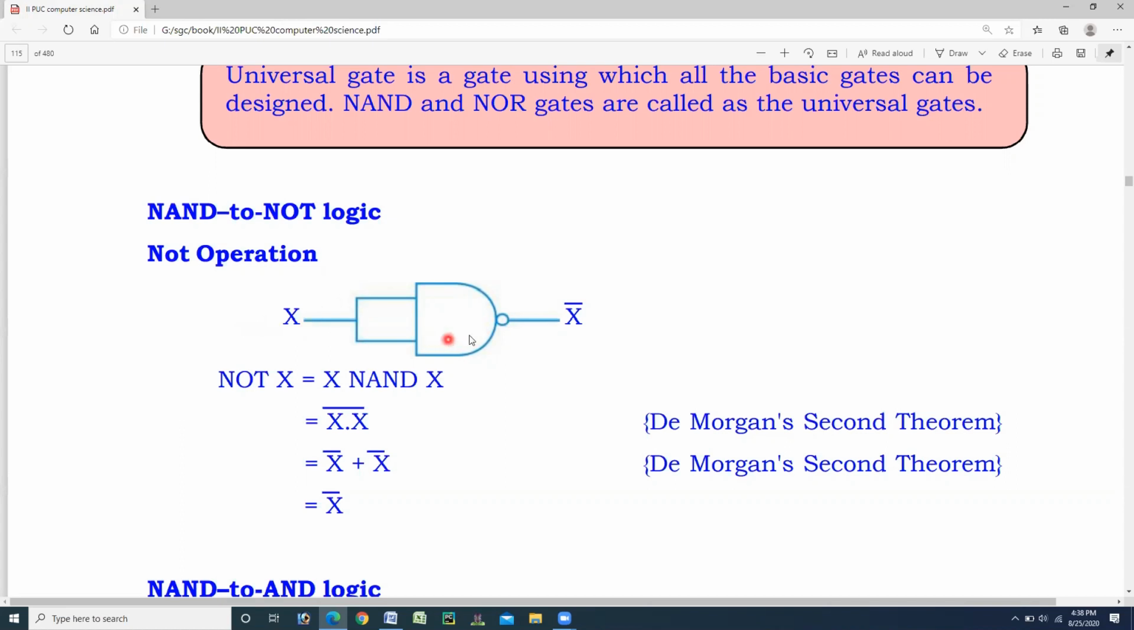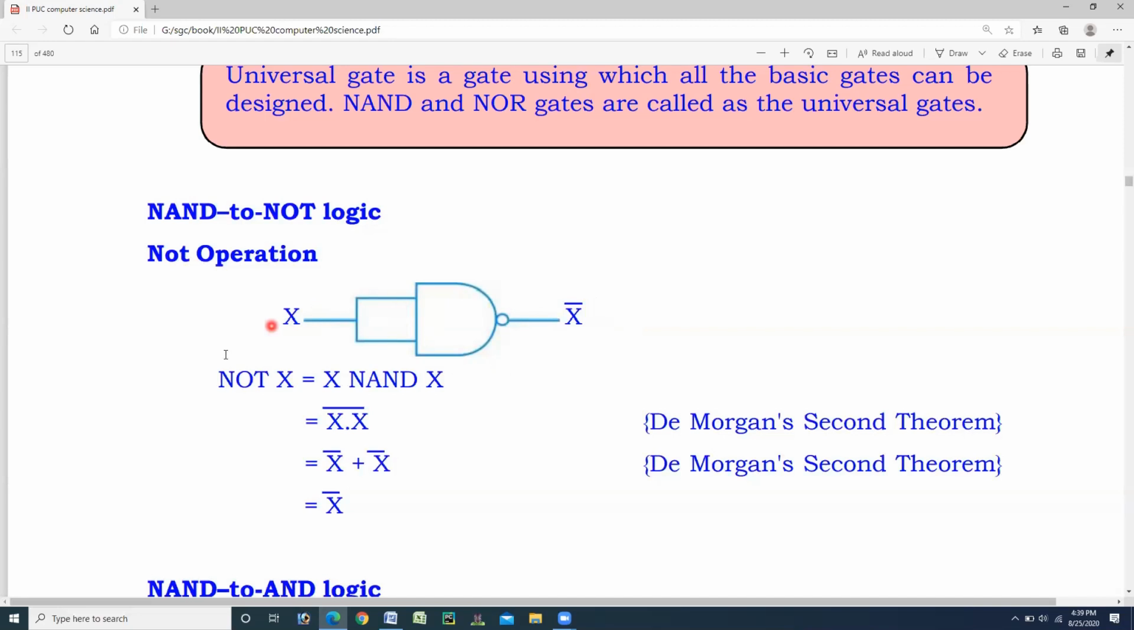Then what may be the output? The output we'll get is X complement. It means if X is the input, then X bar or X complement will be the output. This is working like a NOT gate, because we know that NOT is an inverter. It complements the given input. This NAND is also doing the same thing here. By using one common input X, the output will be X complement.